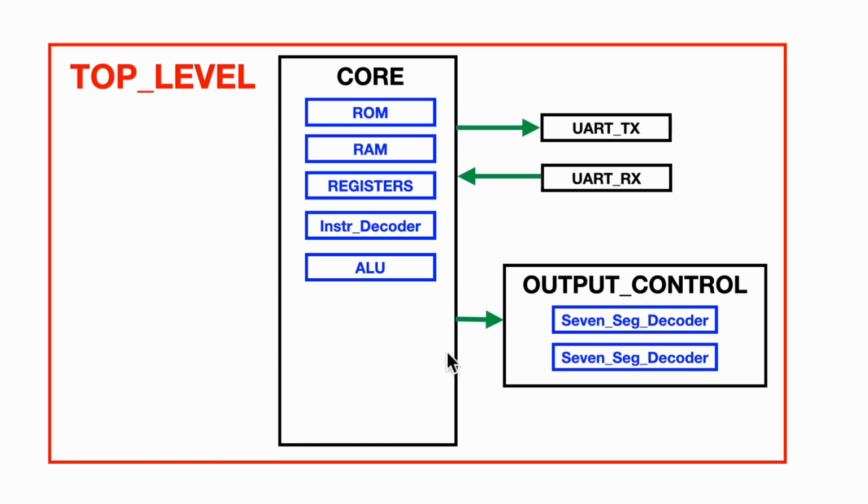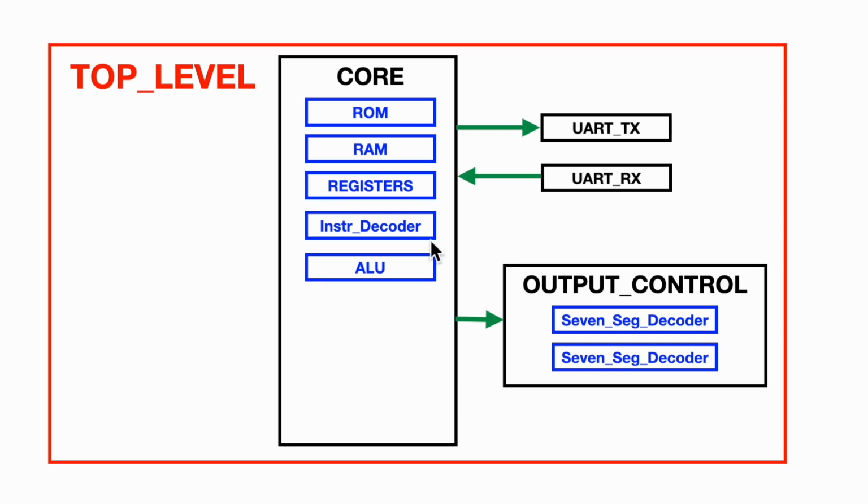So the core will send a number of different values to the output control module, and then while it's running we can press buttons to see those values, and this will allow us to look at a number of different things. Even though we only have 2 digits of the 7-segment display, that's only enough to display a single byte, and we want to display several different things, of course.